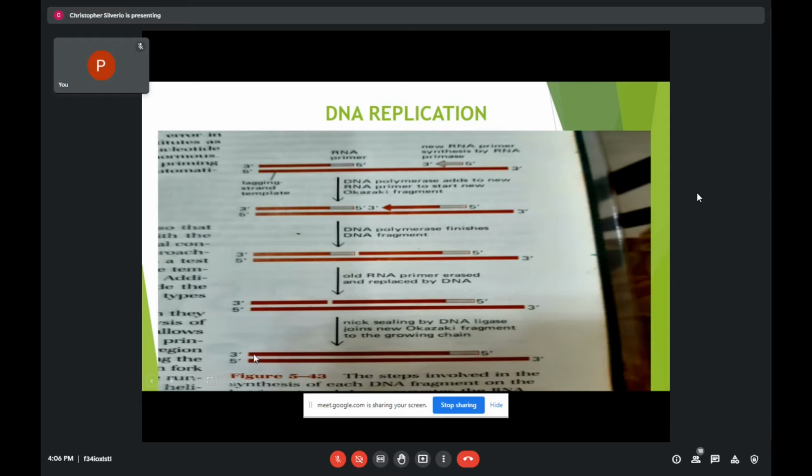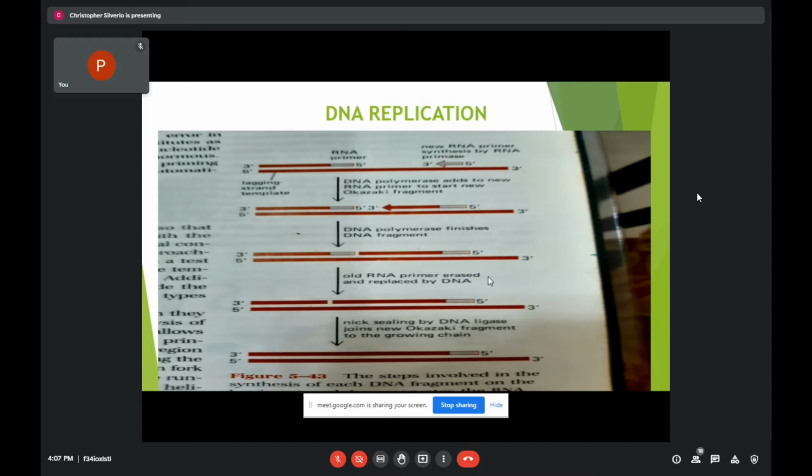But this time now, this new lagging strand will become again another leading strand when this will be replicated. And the other one will become a lagging strand. What will happen to the primer? The primer will be removed. Okay? That is how DNA is replicated.